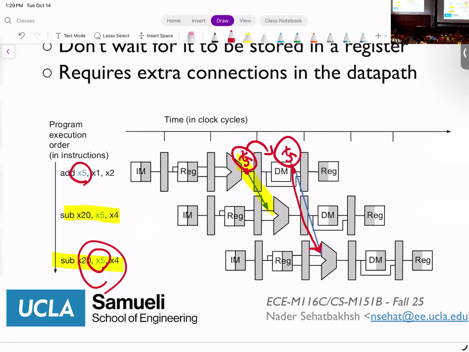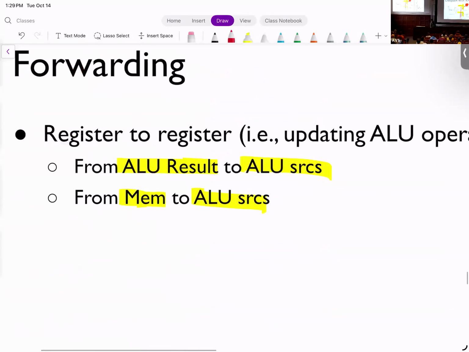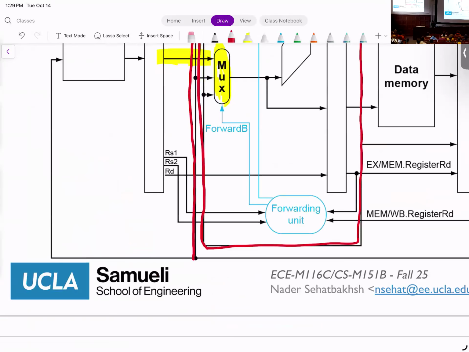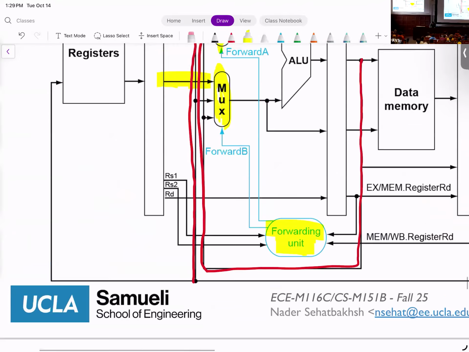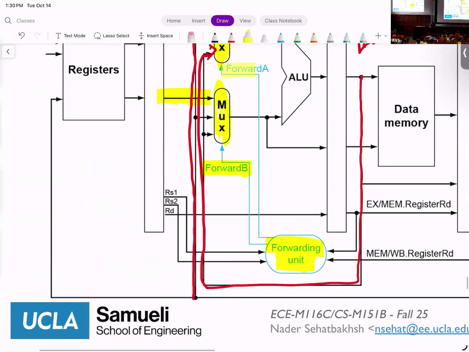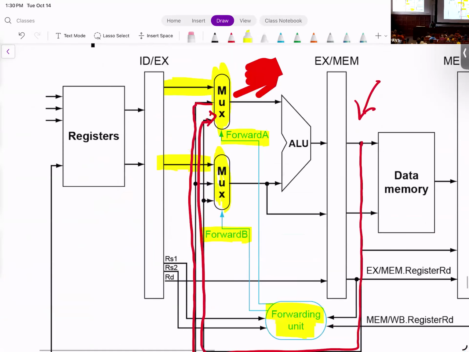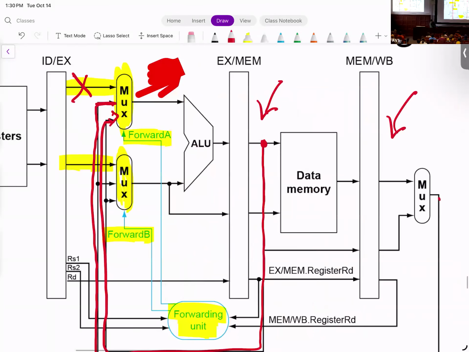So what I need, similar to the hazard detection unit, is what we call a forwarding unit that detects that there is a forwarding opportunity. And what it does is issue control signals. These control signals basically say, oh, discard this value and instead use the value that is coming from here, or use the value that's coming from here. Okay? Someone had a question? Yeah.